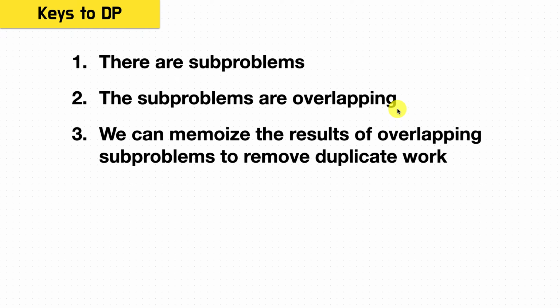And the final key is that we can memoize the results of overlapping subproblems to remove the duplicate work. After we calculate the solution for a subproblem for any given input, we store this value in the memoization data structure, and then when we try to use the same input or try to solve the same subproblem again, we can just return that solution immediately from this data structure instead of needing to perform the duplicate work from the overlapping subproblem.